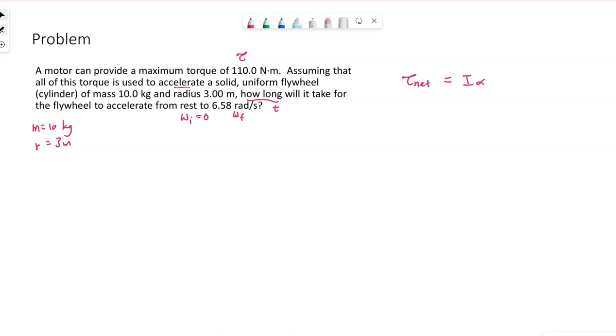Moment of inertia, the first thing I would do is jump to the table, either within the e-text or on the test notes, and look for a solid uniform cylinder. I, for a solid uniform cylinder, is 1/2 mr squared. So since we have the torque, and we know m and r for this flywheel, we will be able to calculate this angular acceleration.